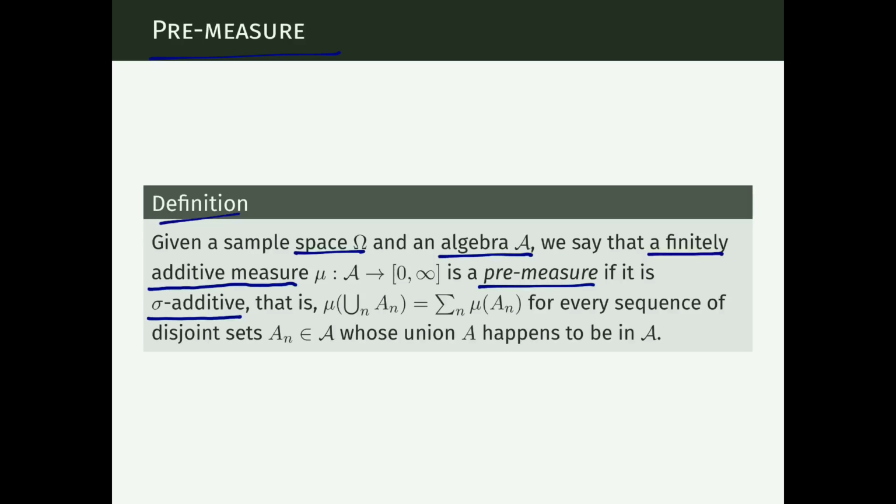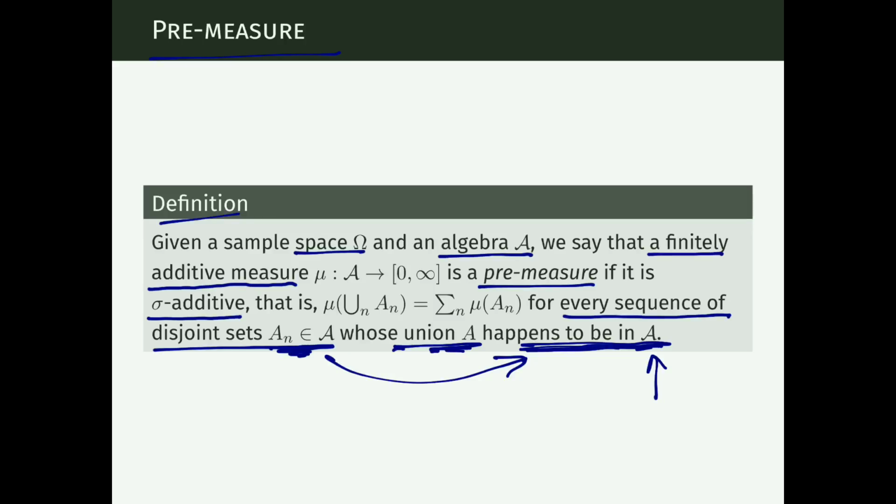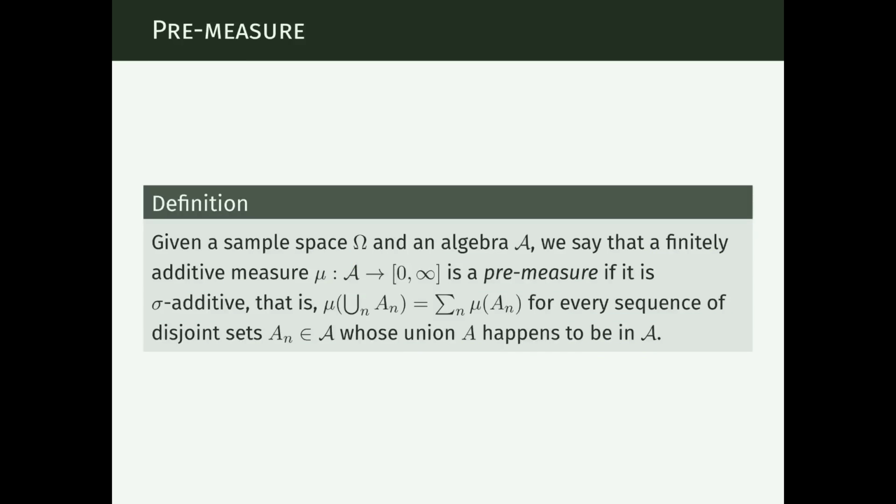But sigma additive in a very precise sense, and the sense is the following. For every sequence of disjoint sets A_n whose union happens to be in A, so this is a requirement that you make only in case the union of these sets is in A. If it's not in A, you don't require anything, because the measure is not even defined there in the first place. The measure is defined only for sets which are in A. Then, in that case only, when their union is in A, we require that the measure of their union is the sum of their measures.